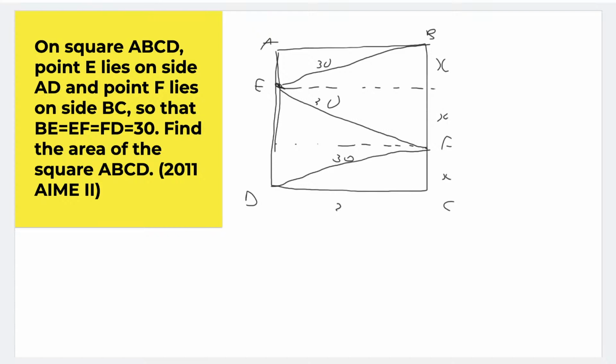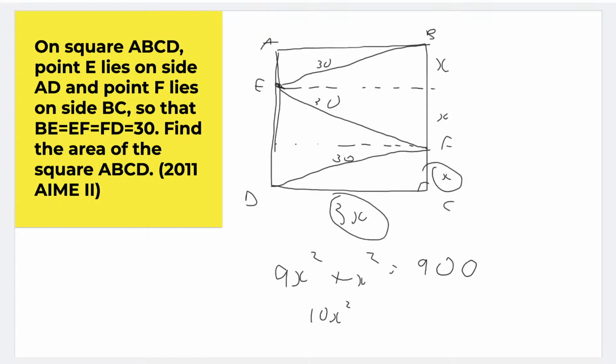So this is 3x. Now this problem is actually very simple. If this is 3x, this is x, and this is 30, this is just a Pythagorean equation that we make. So 3x squared, which is 9x squared, plus x squared is equivalent to 30 squared, which is 900. Now 10x squared equals 900. Now you divide both sides by 10, and you get x squared equals 90.